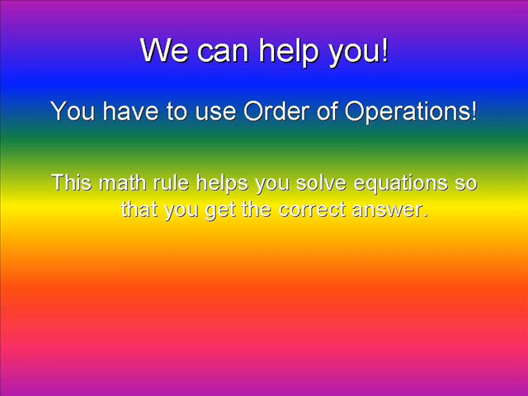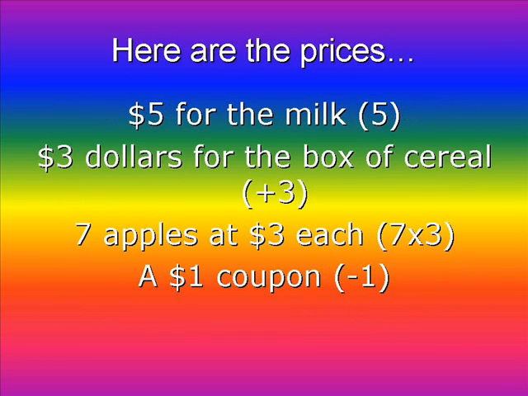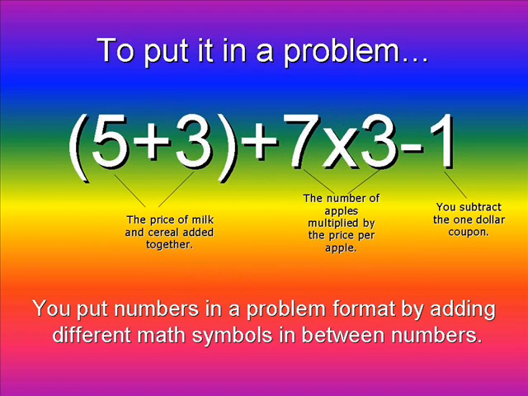This math rule helps you solve equations so that you get the correct answer. Before you learn about order of operations, let's figure out the numbers in our problem and make the equation. Here are the prices. $5 for milk, $3 for the box of cereal, plus 3, 7 apples at $3 each, 7 times 3, and a $1 coupon, minus 1. To put it in a problem, 5 plus 3 plus 7 times 3 minus 1. You put numbers in a problem format by adding different math symbols in between numbers.